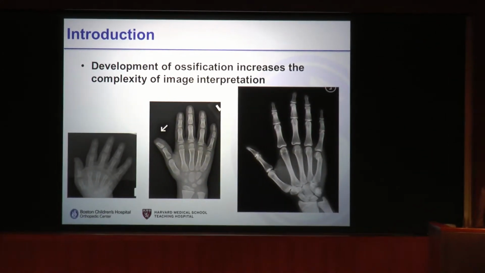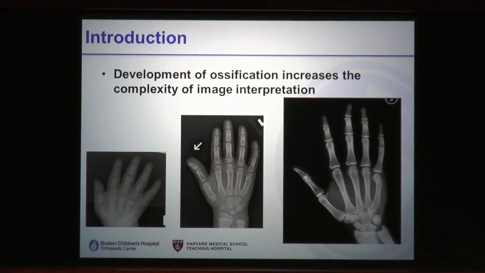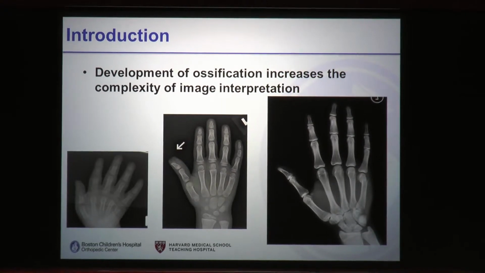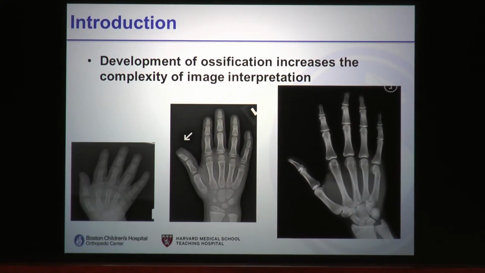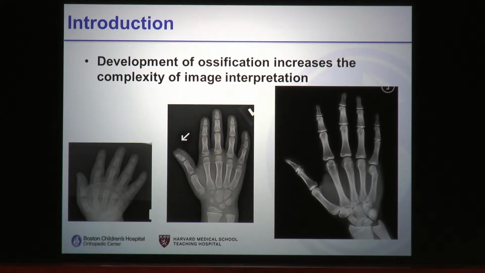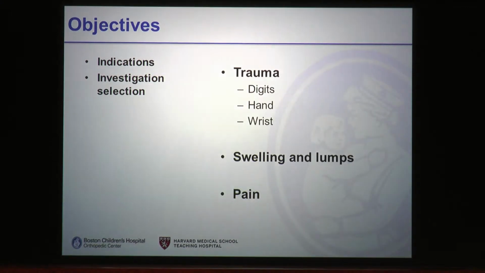The imaging in children is increased in complexity due to the increasing ossification throughout life, and also the fact that the physes are present. A small fracture sometimes in a child can actually represent a large injury because the piece is quite big, but the piece of bone that came off was only small.